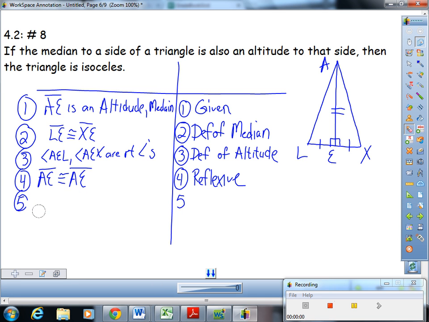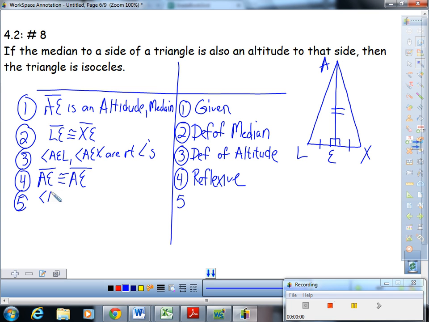We skipped a step because we're not using HL. What did we skip? Do you hear what Trevor said? Minton? We got to say that angle AEL is congruent to angle AEX. And that is right angle congruence theorem. Good catch, Trev. Now we'll say that ALE is congruent to AXE.